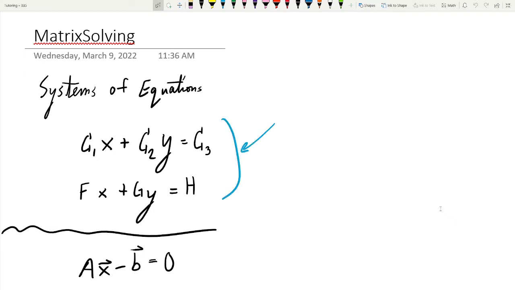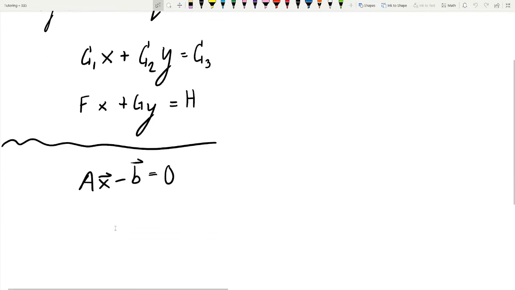So in this problem we're going to assume that all of our constants are known and we're looking for what x and y are equal to. So if I remember right from my differential equations and linear algebra class, we can write this right here, Ax minus b equals 0, which becomes Ax equal to b.